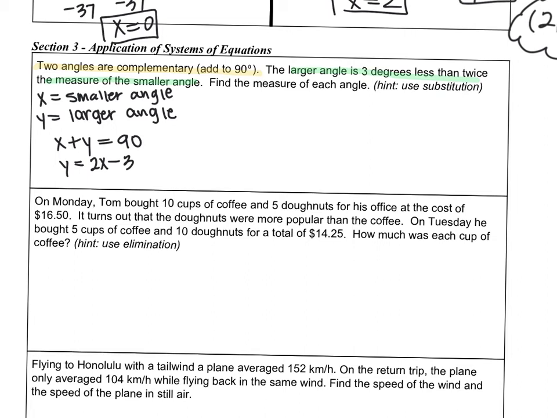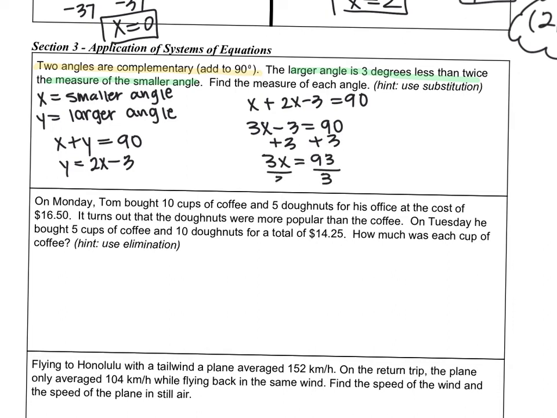Okay. I can see now why the hint says to use substitution, because our second equation is already solved for y. So I can plug it into the first equation and we get x plus 2x minus 3 equals 90, which becomes 3x minus 3 equals 90. Add 3 to both sides and we get 3x equals 93. And divide by 3 and x is going to equal 31 degrees.